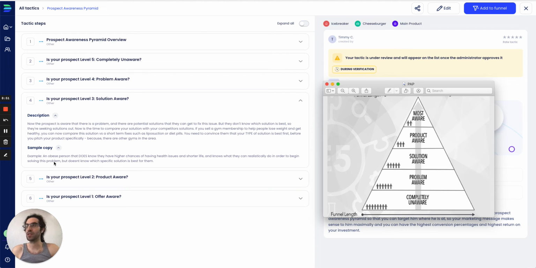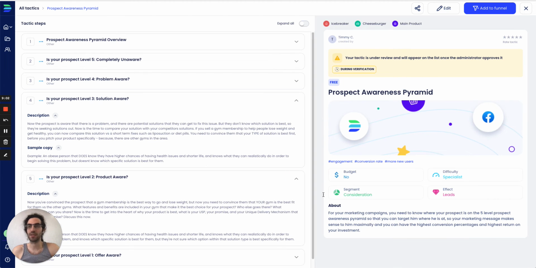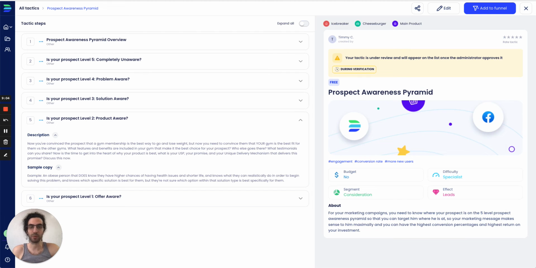So, an example: an obese person who does know they have a higher chance of health issues, and knows that they can realistically solve it some way, but they don't know which solution is best. So, second to last, let's bring it up one more time.